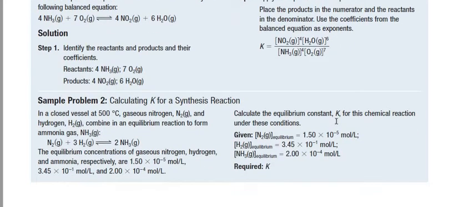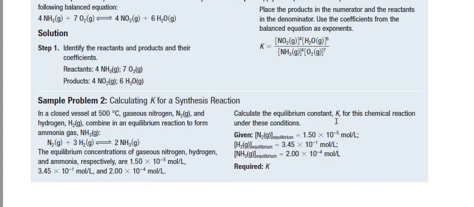Let's go for the second one. Now we need to calculate K for the synthesis reaction. In a closed vessel at 500 degrees Celsius, gaseous nitrogen N2 and hydrogen combine in an equilibrium reaction to form ammonia gas, which is NH3. So N2 plus 3H2 gives 2 moles of NH3.